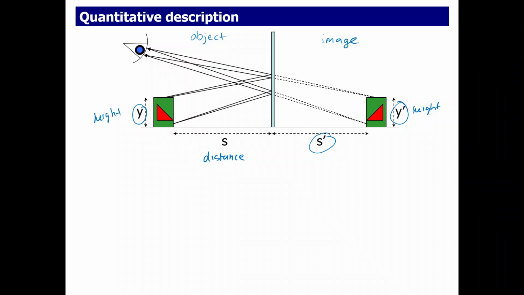Now, depending on the textbook that you're using, depending on the website, they may use H's instead of Y's. They may use D's instead of distance. Sometimes I see HO for the height of the object, HI for the height of the image, DO for the distance of the object, DI for the distance of the image. I was always taught Y and S, Y prime and S prime, so that's the way that I do my formulas. So I think that's the way that they're shown on the formula sheet. But no matter how you write the formulas, they're the same.